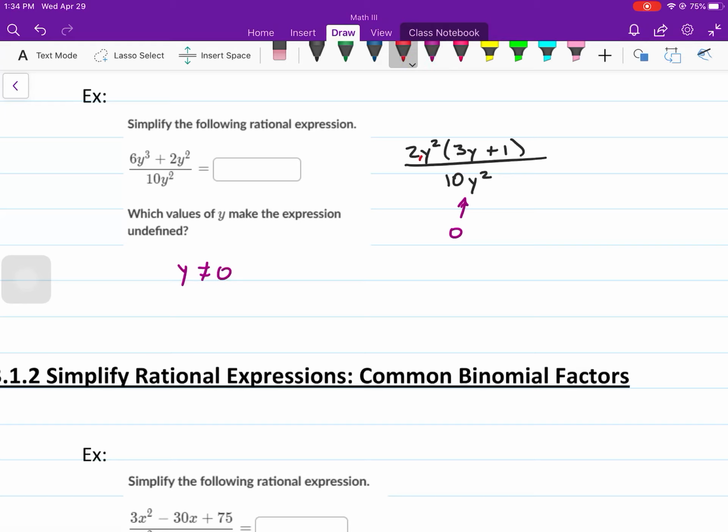Now that we've taken care of that, let's go ahead and simplify. The y squareds cancel. The 2 and the 10 cancel. Now realize that leaves you with the 5 on the bottom. So you're going to have 3y plus 1 over 5. And we're going to have to just leave it that way. And that's that section.